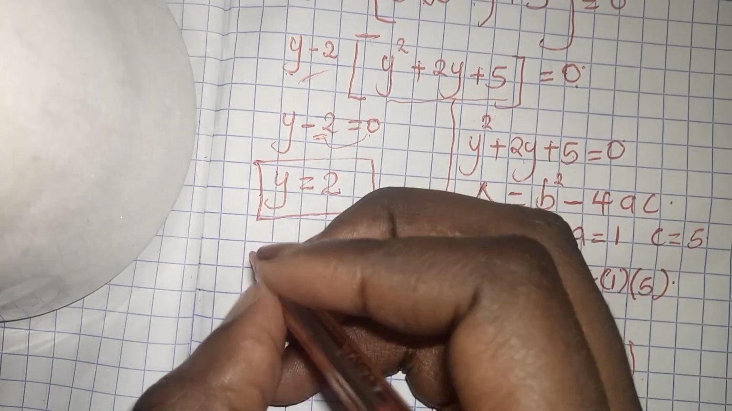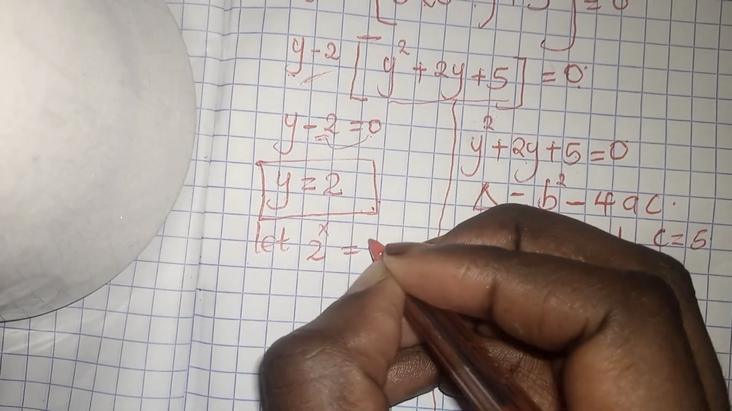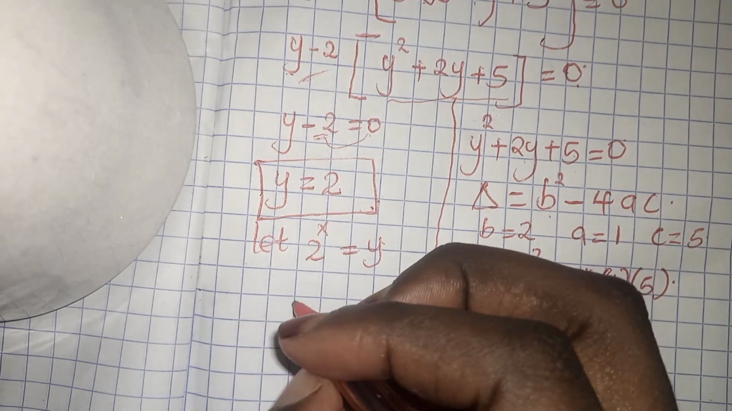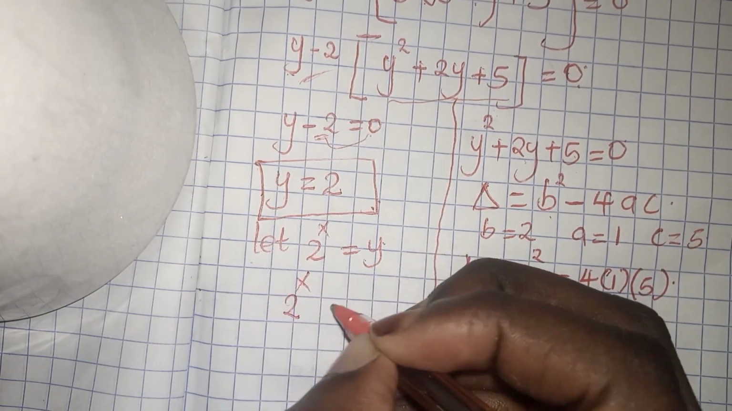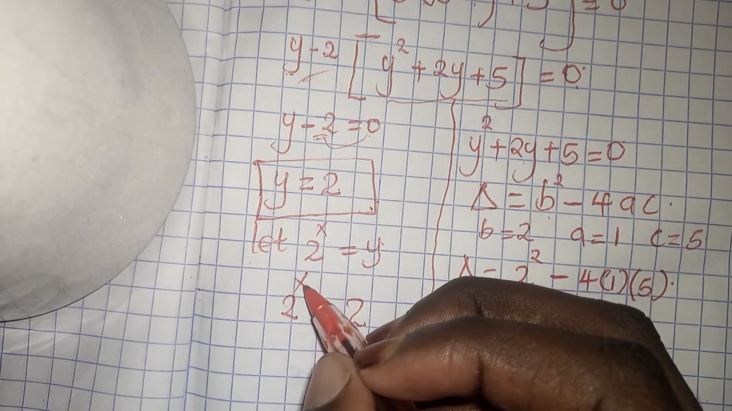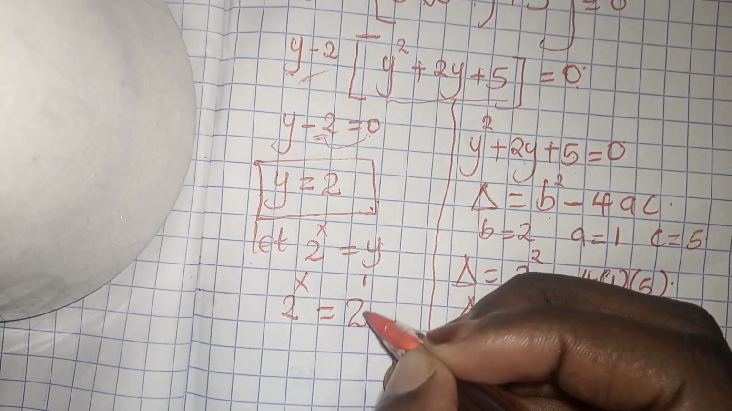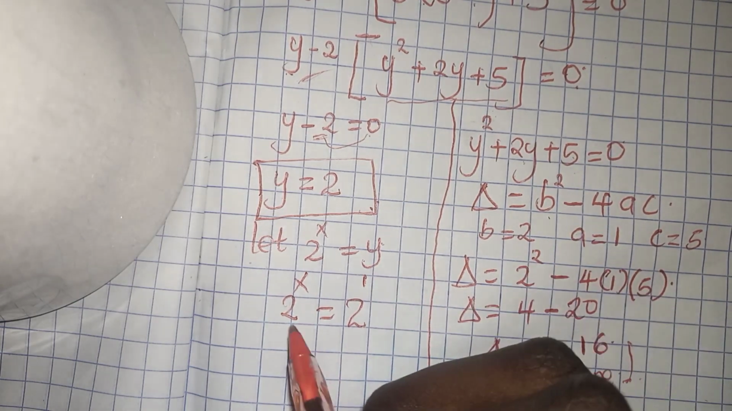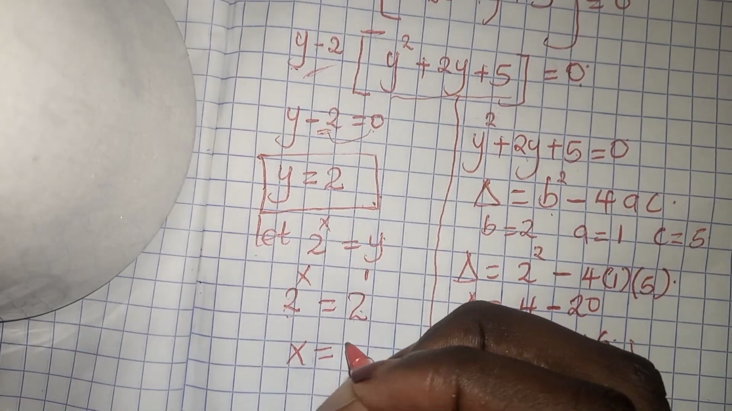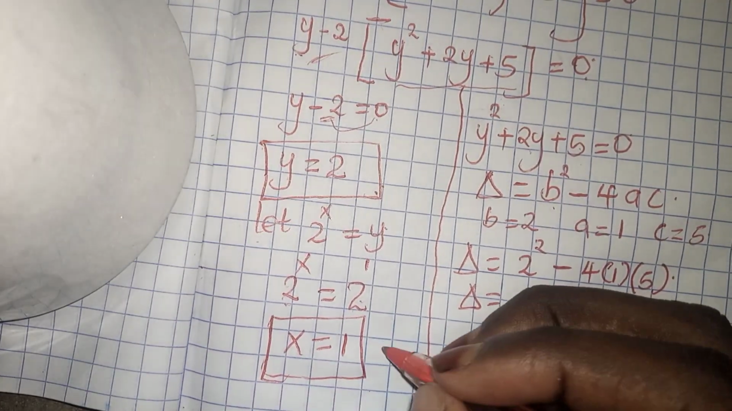But we had said let 2 to the power of x be equal to y. We now have our y as 2. So 2 to the power of x is equal to 2. We have our exponent here, which is x. So 2 we can write it as 2 to the power of 1, which is just the same as 2. Our bases are the same, we're going to drop them. So x is equal to 1. So this is the real value of our equation, x is equal to 1.